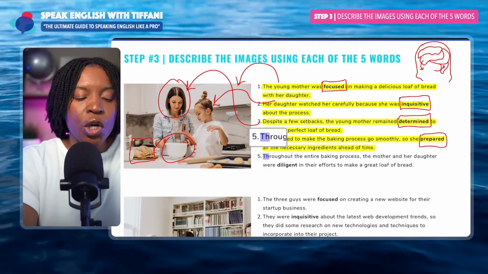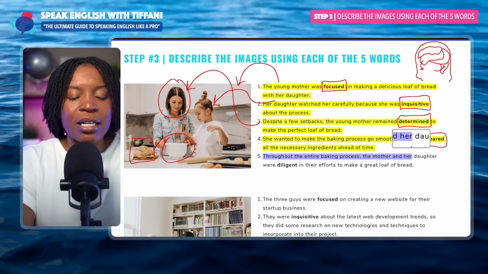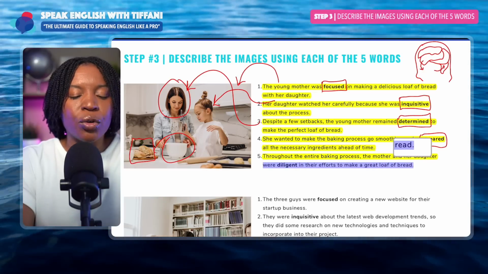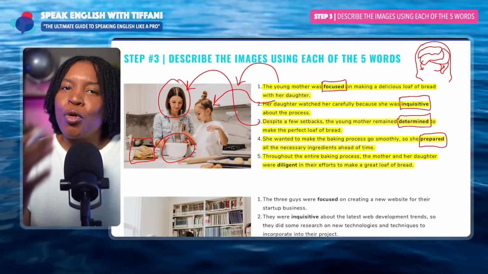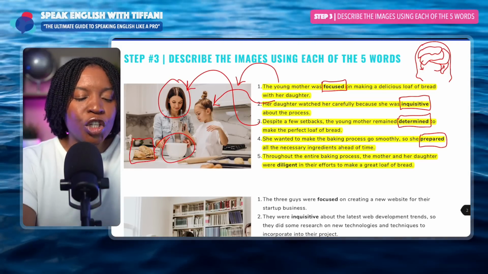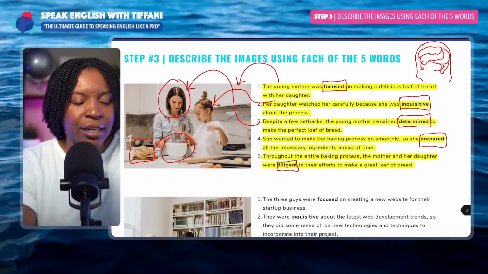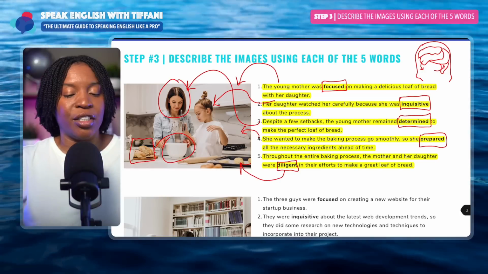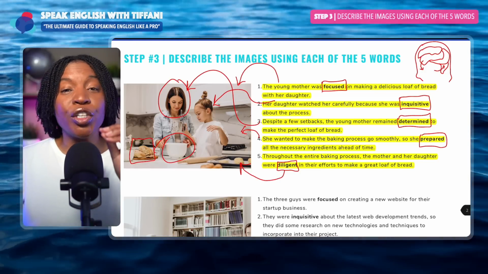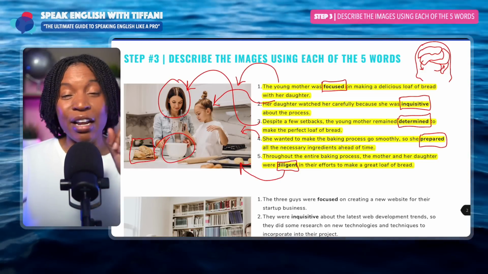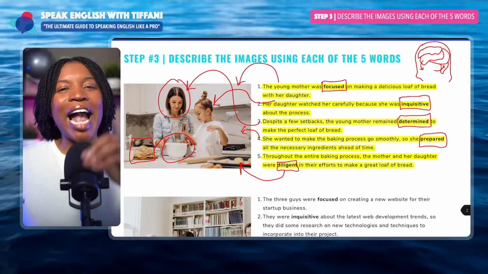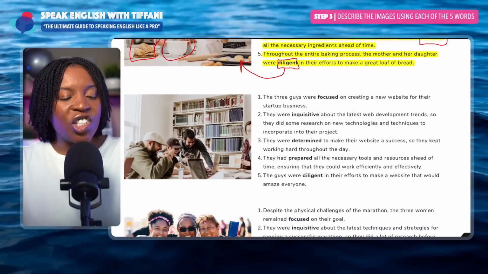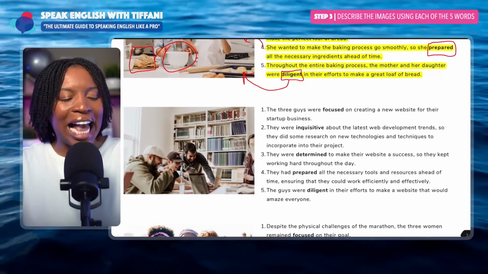We have this sentence. Throughout the entire baking process, the mother and her daughter were diligent in their efforts to make a great loaf of bread. Really describing the image using the word diligent. So, number 4, we use prepared and we describe the image. Again, you're taking the words that you literally heard native English speakers use, and you're actually using them to describe real life situations. So, if we look at the second picture, again, we're doing the exact same thing.